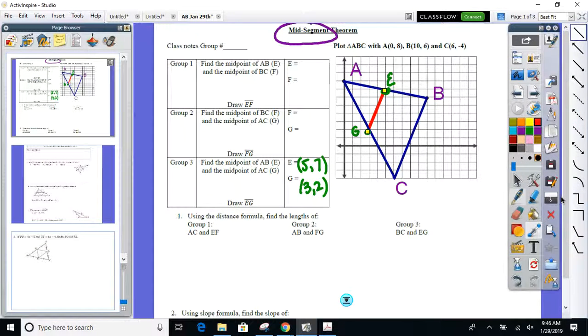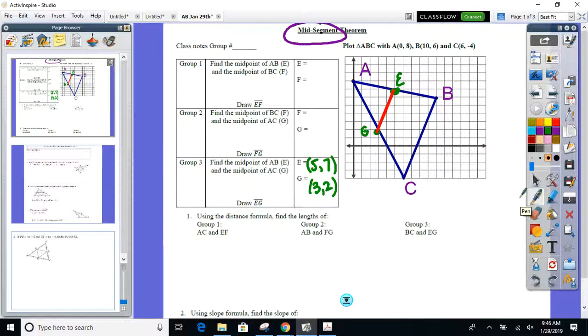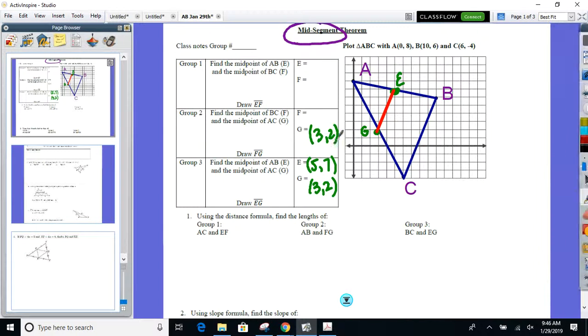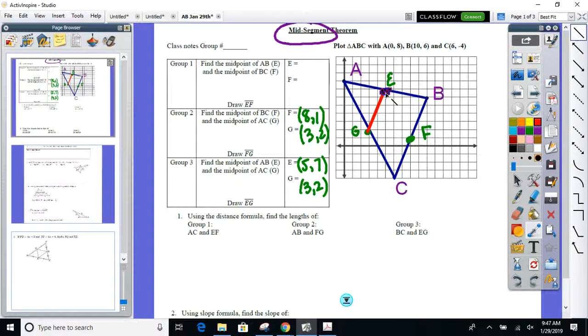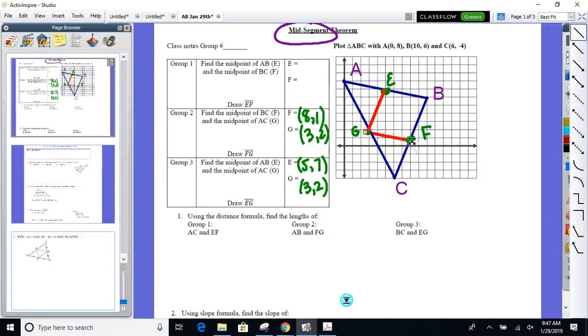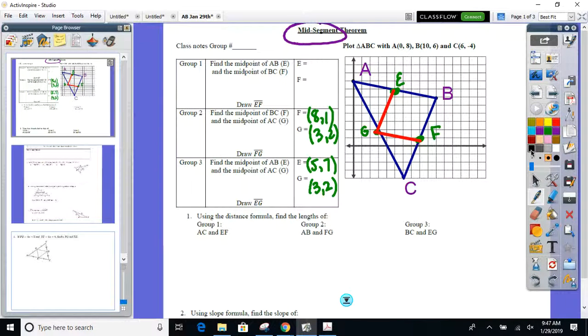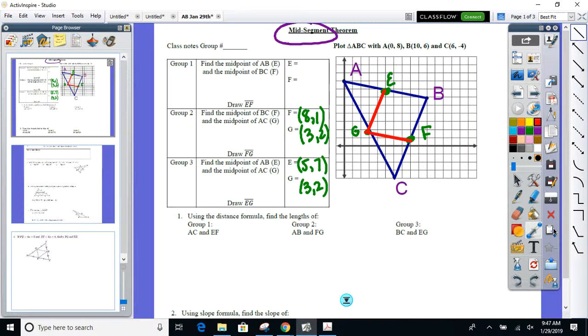Draw it in. Group 2, I don't have to ask you point G. We know that already. So what did you get for point F? 8, 1. Make sure everyone takes a minute right now, jots it down, graphs it and draws it. And group 1, just make sure you guys matched up. Hopefully, I don't need to ask you. We've already found them. And everybody else, if you didn't have those, make sure you graph in EF while you're there, please.